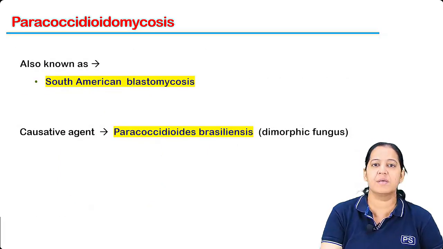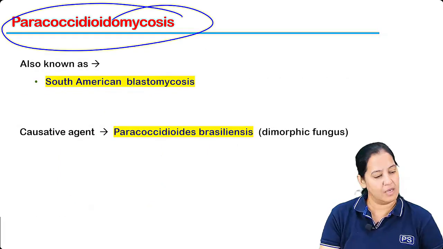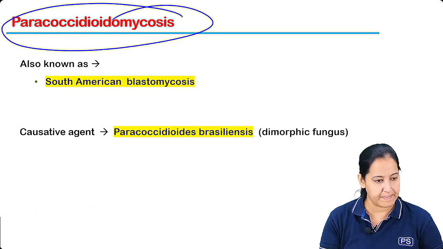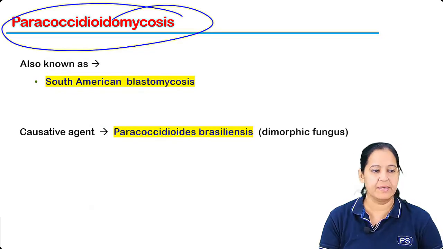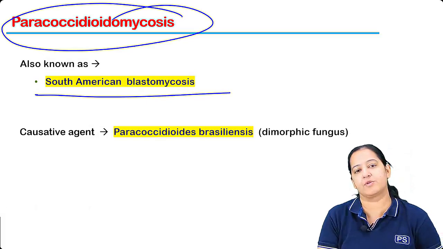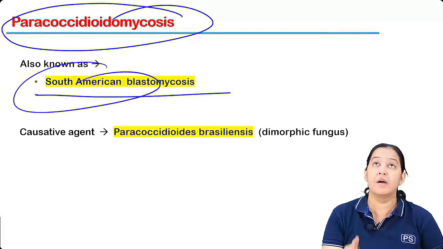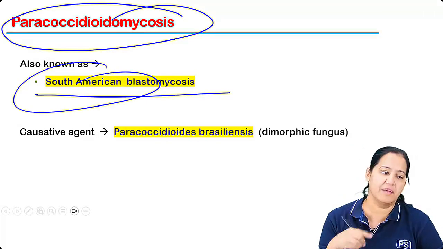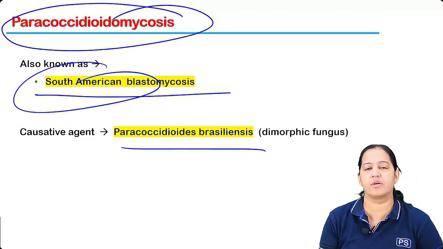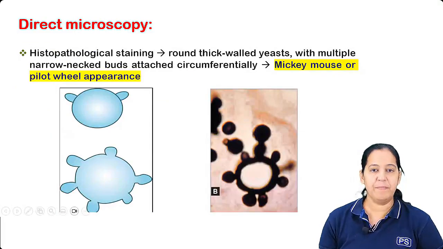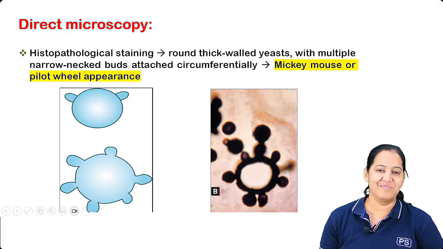The last one is the paracoccidioidomycosis. It is known as South American blastomycosis because it occurs only in South America. The blastomycosis was in North America. This is in South America. And now you can see the causative agent. Microscopy pe, you will get again budding yeast. But budding is very peculiar.